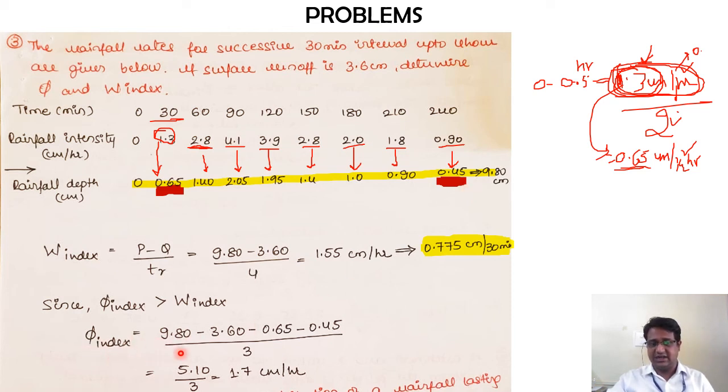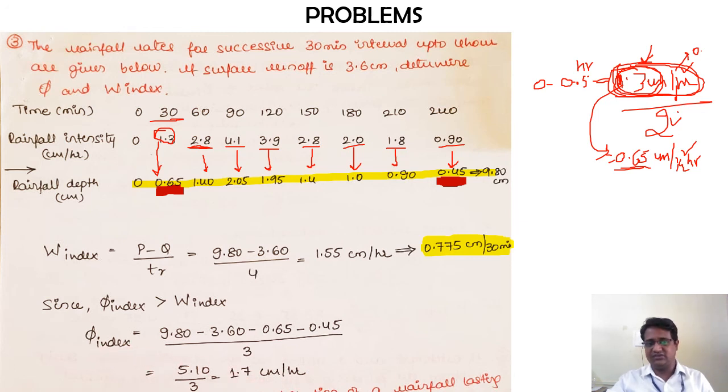Now phi index is equal to 9.8 minus 3.6, that is P minus Q, minus 0.65 for the first 30 minutes, minus 0.45 for the last 30 minutes, divided by the total duration of 4 hours, whereas I have deducted 2 sections of half an hour. 2 sections of half an hour equals 1 hour. So if I deduct 1 from 4, I get 3. That's why I am dividing by 3. And 5.1 divided by 3 gives 1.7 centimeters per hour.